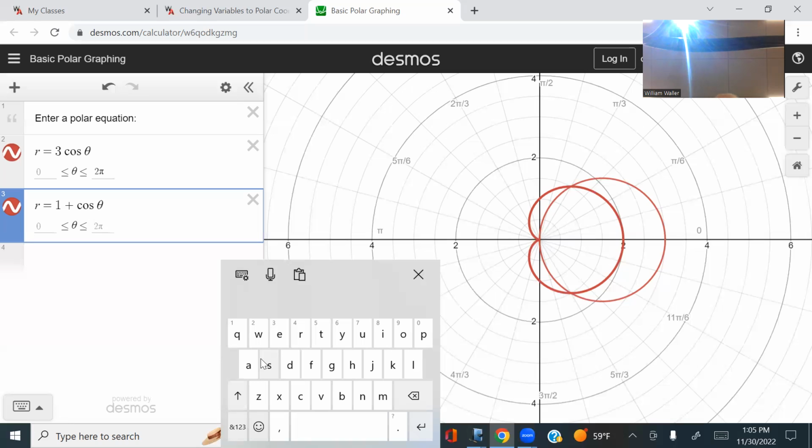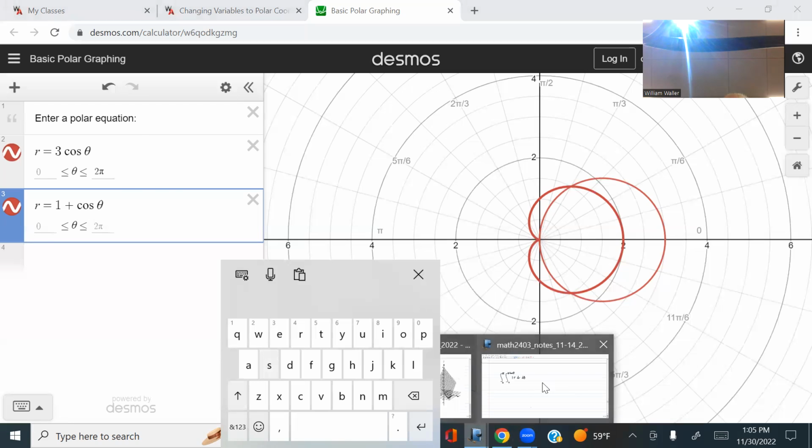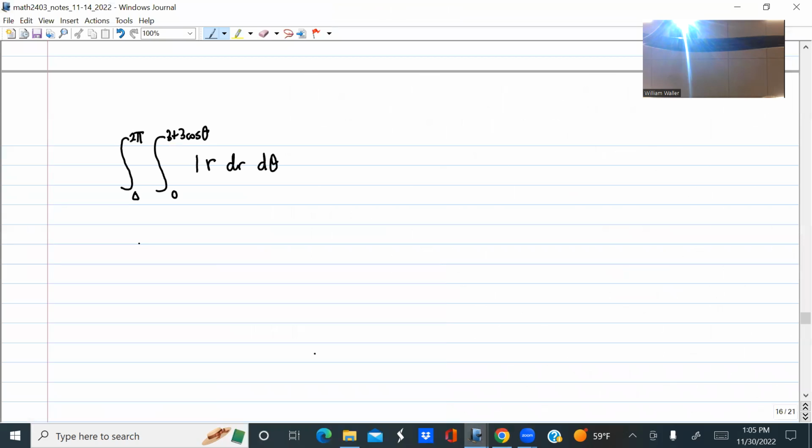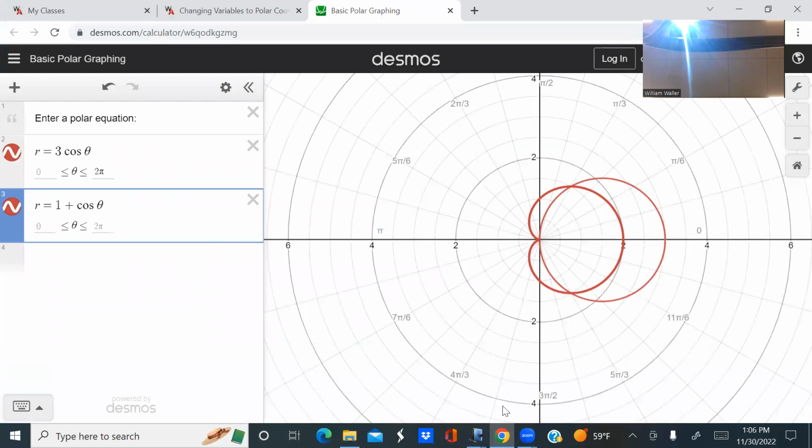Let's try writing that much down so we can remember what we started with, right? So we have our double integral. It's going to be 1 times r dr d theta. And I think we want our r to be between the cardioid, which is 1 plus cosine theta, up to the circle, which is 3 cosine theta. But the tricky part, the hard part, is what is the angle?